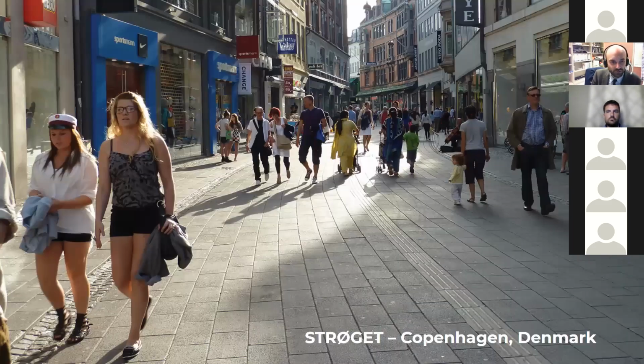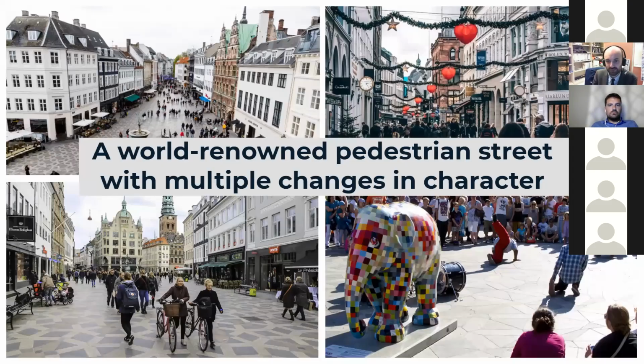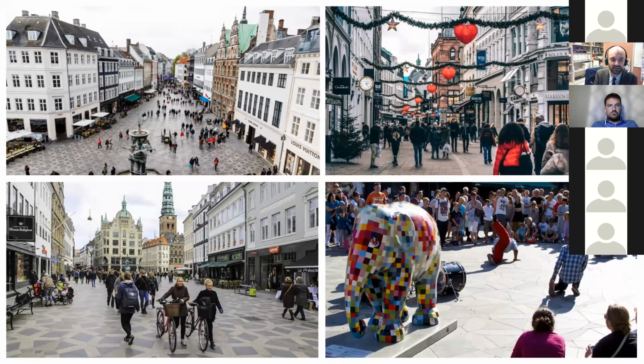And then I hope there are no Danes on the call, because my Danish is very rusty, so I'm not going to try to pronounce this. But the Strøget in Copenhagen is a really amazing pedestrian street. It's one of the longest pedestrian streets in Europe. Super vibrant and dynamic. It's nearly 2 miles long. A really important aspect of this is that it has a number of significant changes in character throughout the length of the pedestrian street.